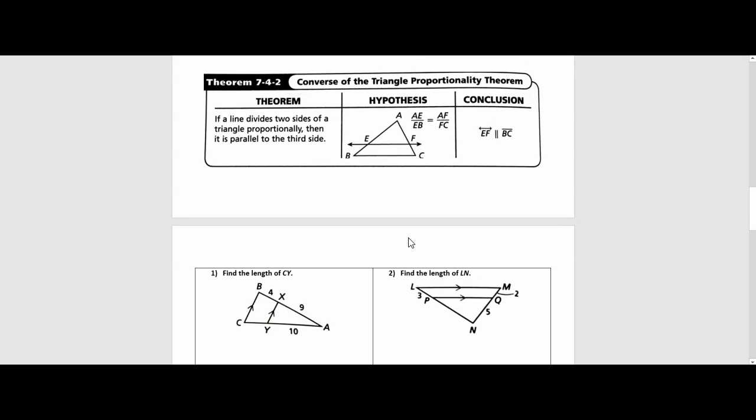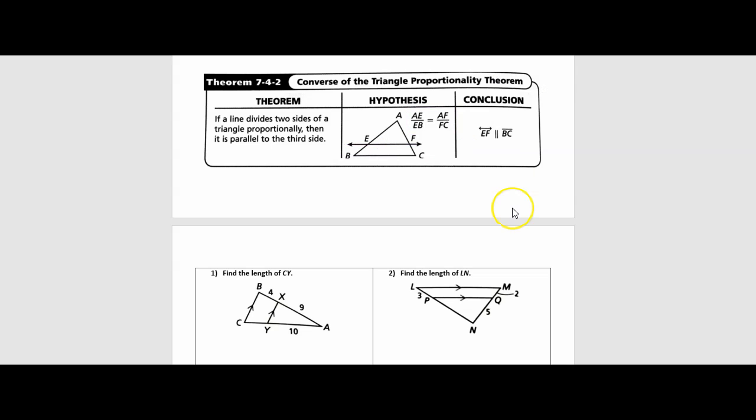First, though, we're just going to look at the converse. If a line divides two sides of a triangle proportionally, then it is parallel to the third side. Again, this is just the reverse of what we set up above. So if that proportional relationship is present right here, then that implies that these two lines or segments are going to be parallel.